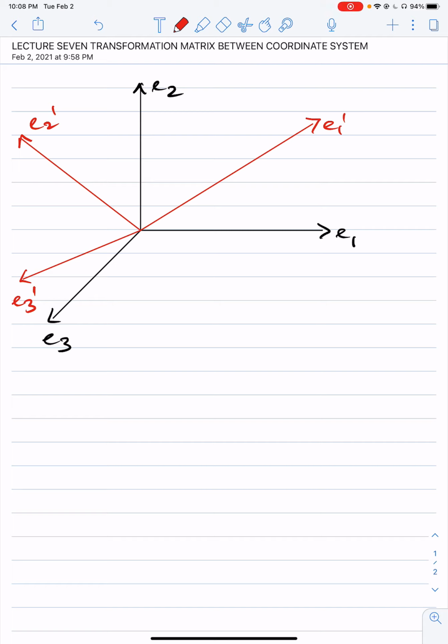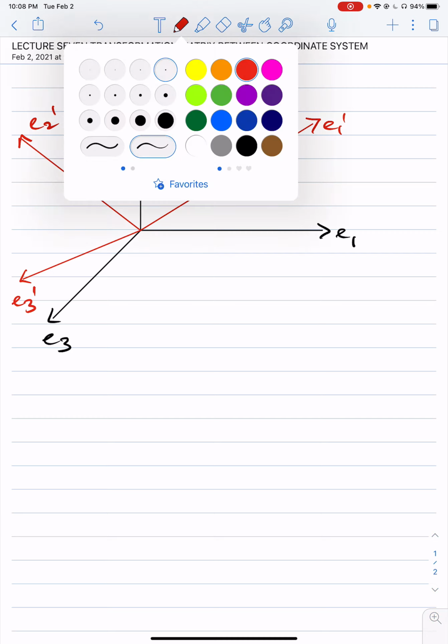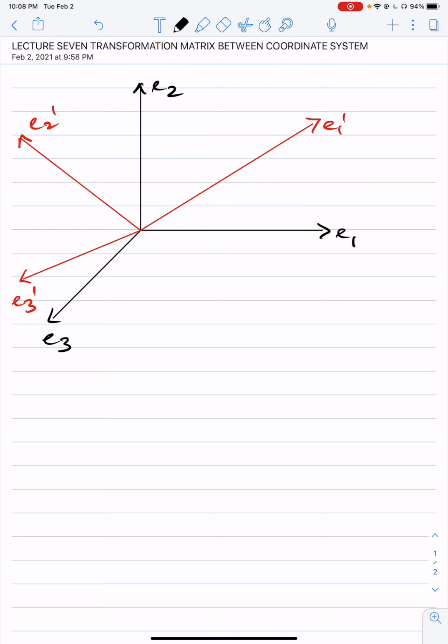So welcome to lecture 7 of this series. Today we'll start from the transformation matrix between coordinate systems. Now if we look at the diagram we're given already, we have unit vectors of the coordinate system E1, E2, E3, right? So we can see that E sub I is one coordinate system.